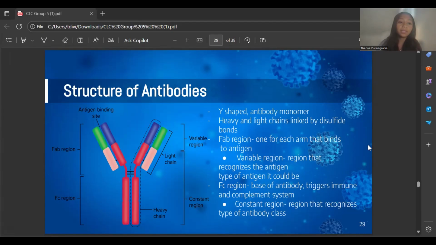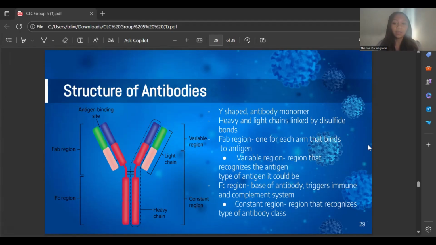On the top left region of the photo shown, we have the Fab region, and the Fab region is seen on both arms, and they are the region that binds the antigen to the antibody. Within the Fab region, we have the variable region, and that region recognizes the antigen and what type of antigen it could be.